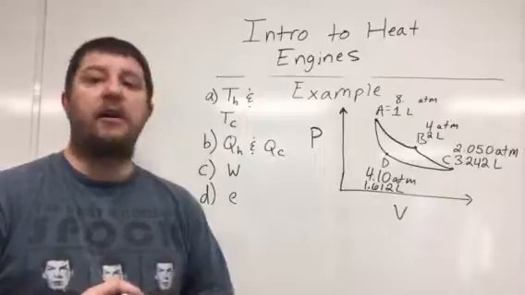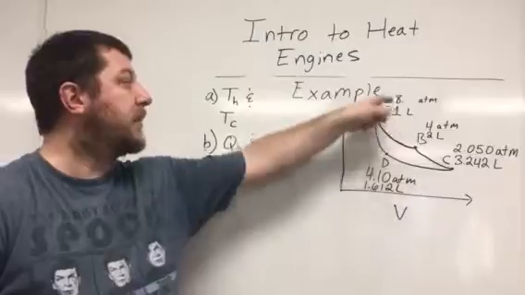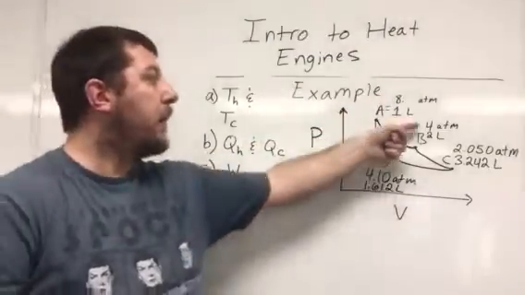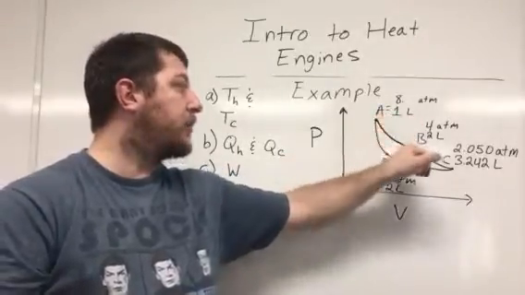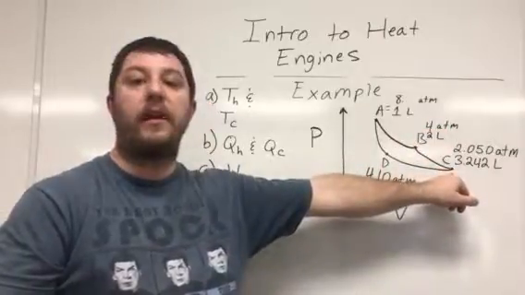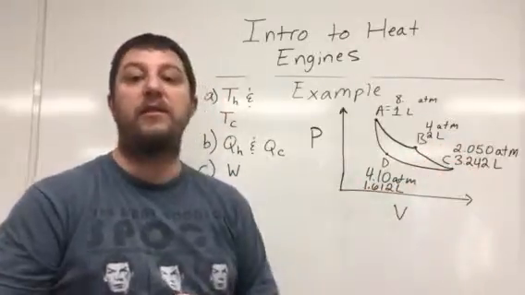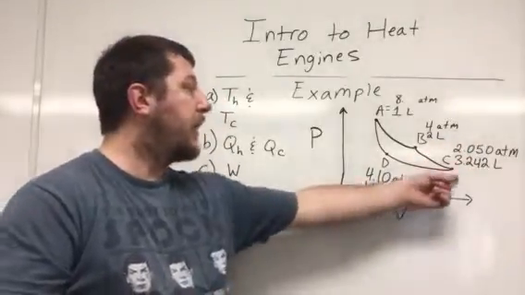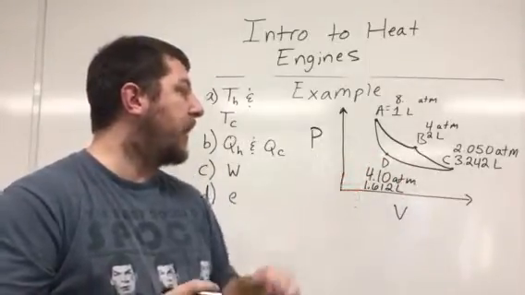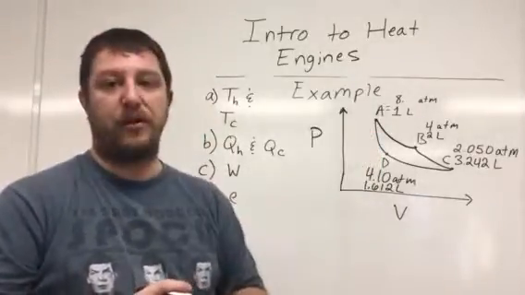So consider a Carnot cycle that looks like this. Initially at point A, our gas is at a pressure of 8 atmospheres and a volume of 1 liter. Then we have an isothermal expansion, and we go to 4 atmospheres and 2 liters. Then we go through adiabatic expansion to point C at 2.05 atmospheres and 3.242 liters. And then isothermal compression to 4.1 atmospheres and 1.612 liters, and then adiabatic compression.